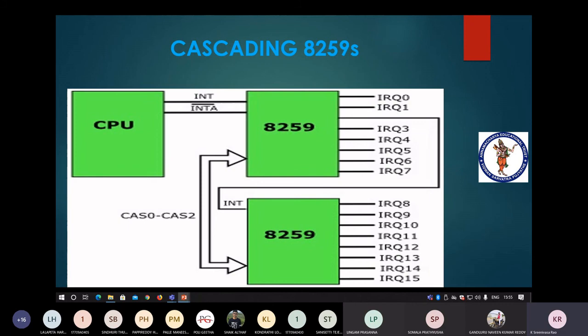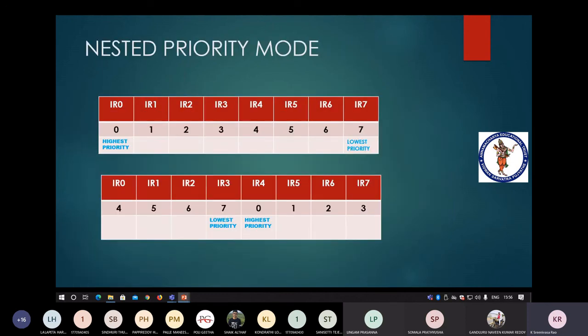We can accommodate 64 devices. How many 8259s are required? 8, sir. Total 9 are required. Among the 9 8259s, one is called the master and the remaining 8 are called slaves. Each slave accommodates 8 devices. So totally 64 devices with 9 8259s.